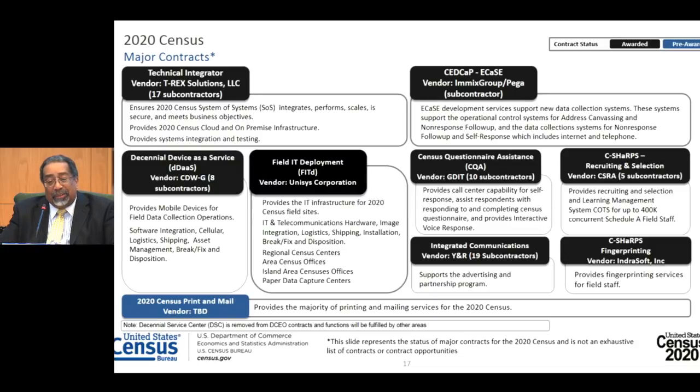Our contracts are monitored and corrected when necessary to ensure the contracts are meeting their performance objectives for the 2018 end-to-end census test and for the 2020 census. The one thing I would like to mention is public information, so I can mention it.